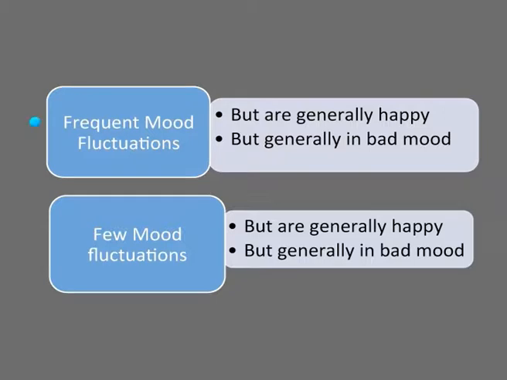For example, some teens have frequent mood fluctuations but are generally happy. Few have frequent mood fluctuations but are generally in a bad mood. Some teens have fewer mood fluctuations but are generally in a happier mood, and those who have few mood fluctuations may be generally in a bad mood. Some teens have few fluctuations but are in an extremely negative mood most of the time.